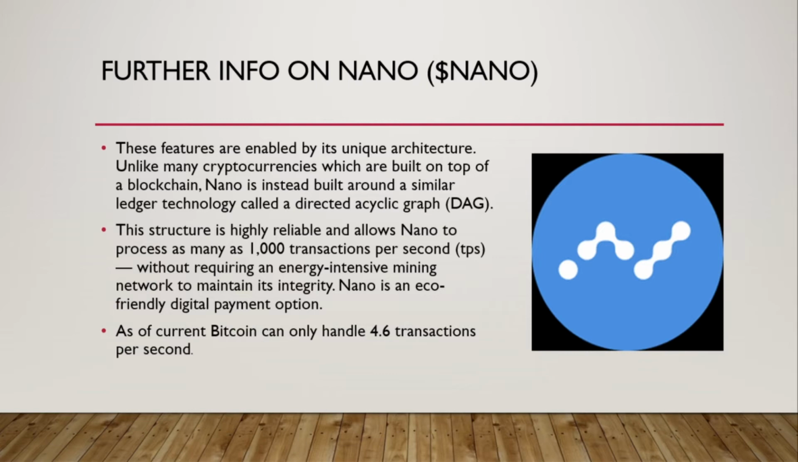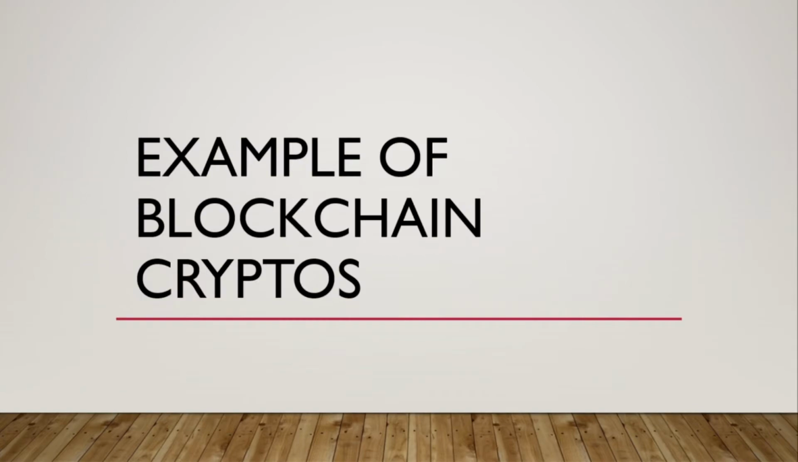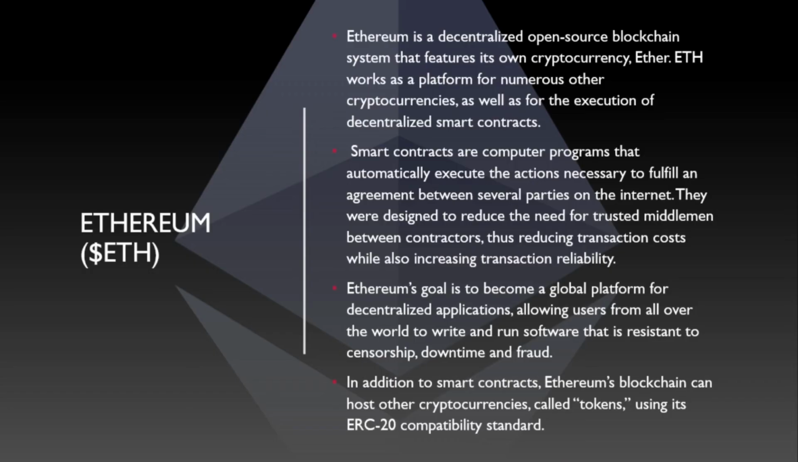This structure is highly reliable and allows NANO to process as many as 1,000 transactions per second without requiring an energy-intensive mining network to maintain its integrity. NANO is an eco-friendly digital payment option. As of current, Bitcoin can only handle 4.6 transactions per second. Example of blockchain cryptos. Ethereum, or ETH.